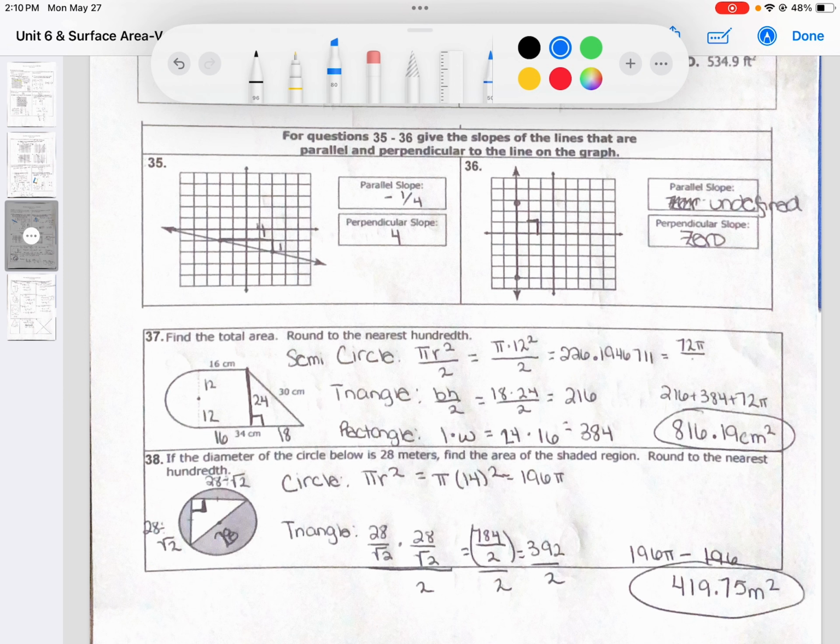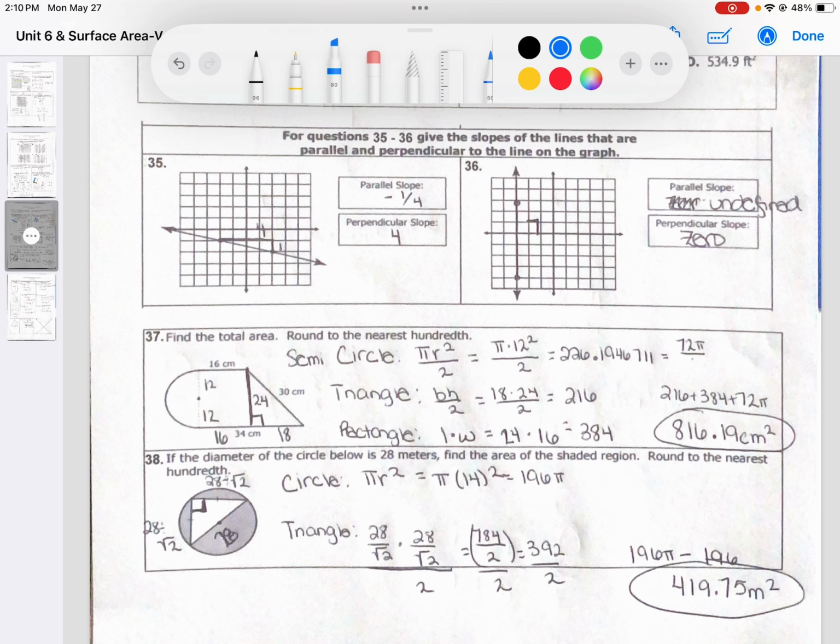For 35 and 36, give the slopes of the lines that are parallel and perpendicular to the line of the graph. All right, so I found the slope, my rise over run, which for 35, I had negative 1/4. Once again, parallel lines have the same slope, so negative 1/4. Perpendicular slopes are opposite reciprocal.